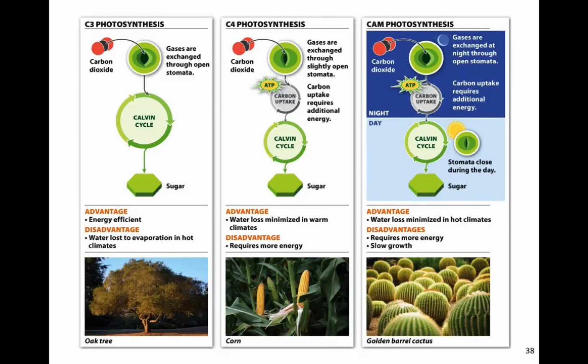Advantages of C4 and CAM: water loss is minimized. Disadvantages are that they typically require a lot more energy. And in the CAM plants, it slows the growth because the CO2 is only coming into the plant at nighttime, and we have a lot more steps in terms of conversion to something that can be put through the Calvin cycle, as opposed to C3 and C4 plants.